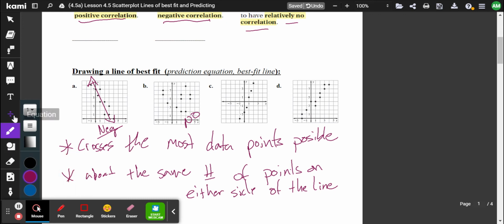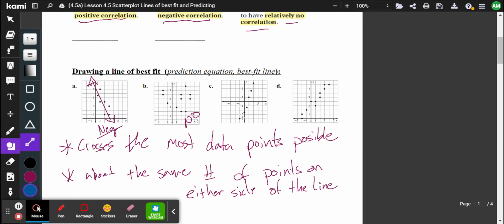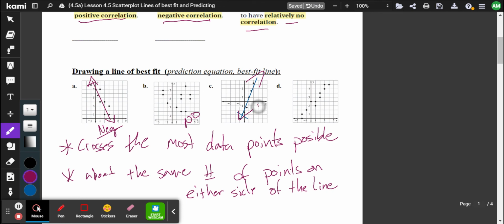Scatter plot C, I could definitely draw something like this. And I've got about 1 point on both sides, so that's good. And this would be a positive correlation. The line's going up.